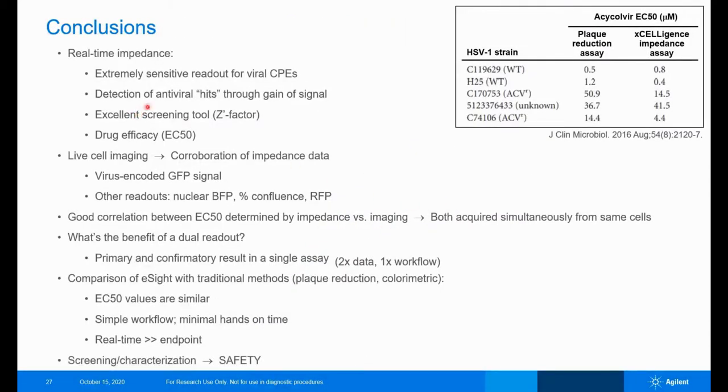Finally, having seen that impedance and eSight in particular can be used for drug screening and characterization, we're now going to move on, and my colleague Xiaoyu is going to show us how this technology can also be used for evaluating the safety of these compounds. I'll be happy to answer any questions at the end of the talk, and for now I'll hand it over to Xiaoyu.